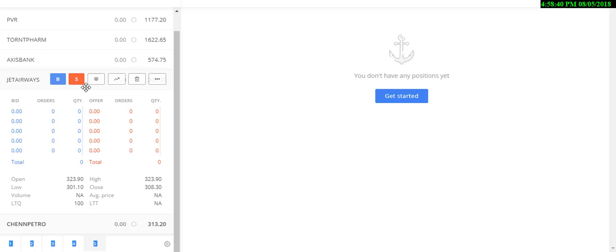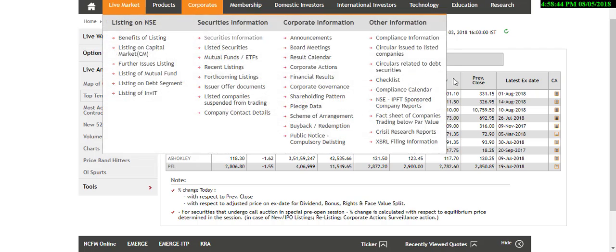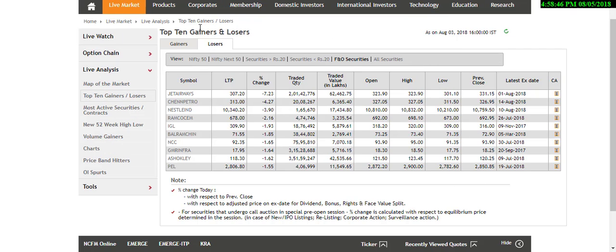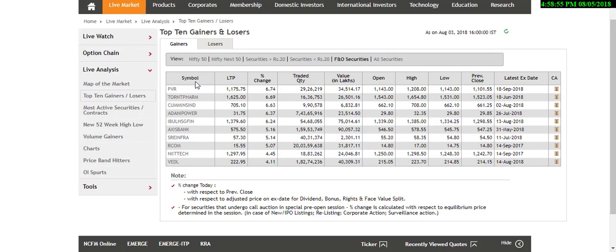And how to select stocks? I usually see, after coming to the top gainers and losers section, so suppose we want to go for the buy side for the top gainers in the FNO securities. So what I do is, we can see some 10 to 15 gainers, but I don't blindly go for any of the scripts. I see why this PVR is 6 to 7% up, why is this Torrent Pharma 6 to 7% up.